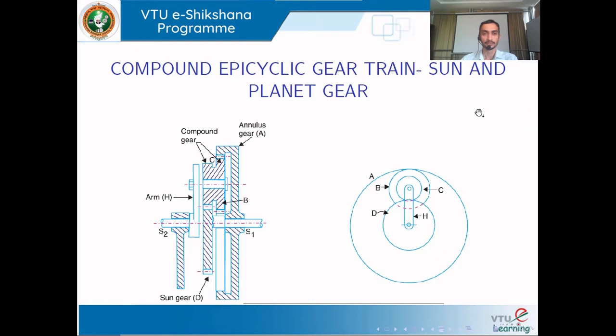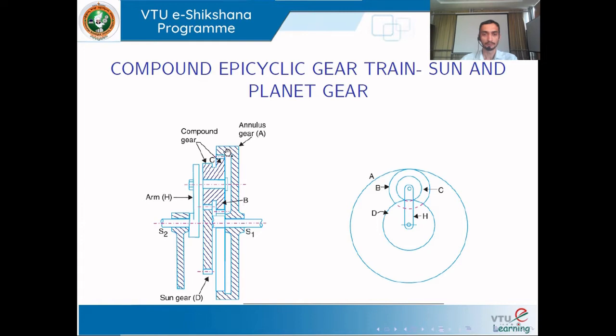Let's discuss the topic on compound epicyclic gear train, which is also called sun and planet gear. In this arrangement, we have an epicyclic gear train arrangement which includes a compound gear. So the arrangement is as shown. We have two coaxial shafts, S1 and S2.